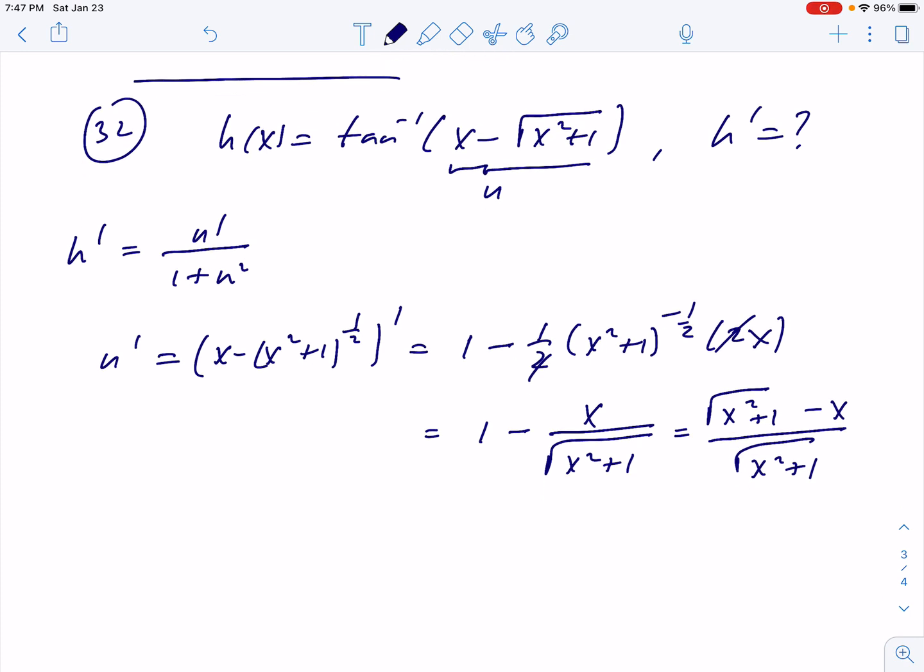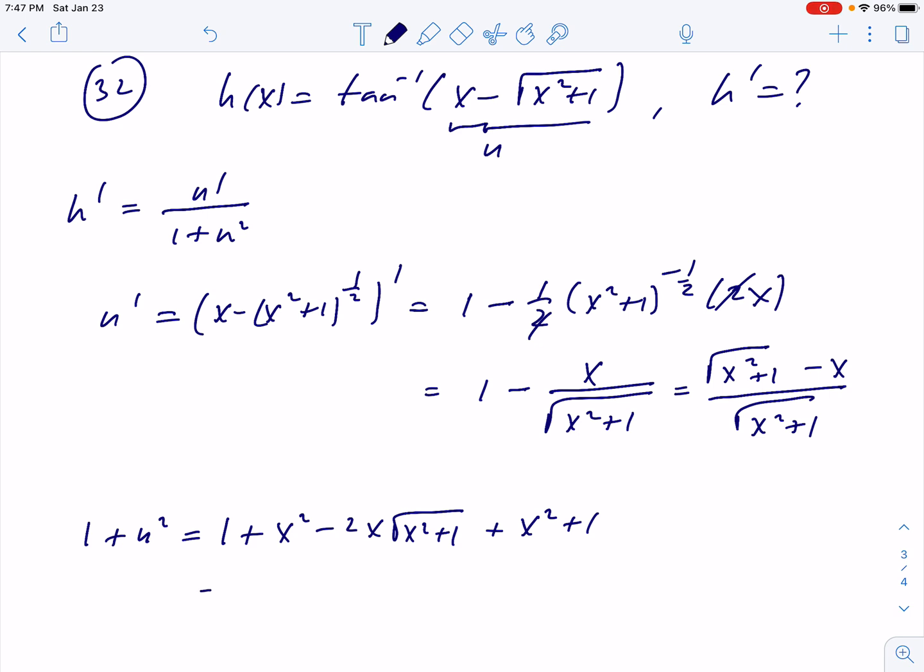Now what is 1 plus u squared? Again, we do this separately. 1 plus u squared, look at u, this will be a perfect square. So we have x squared minus 2 times the product of the two terms, plus the second term squared, which will give you x squared plus 1. Okay, we can simplify. This will be 2 times 2x squared, so I can then just put 2 in front.